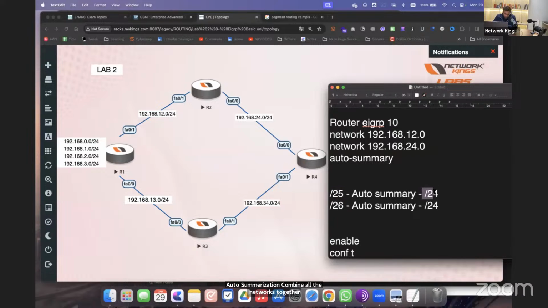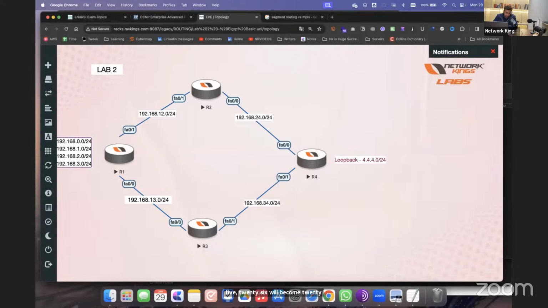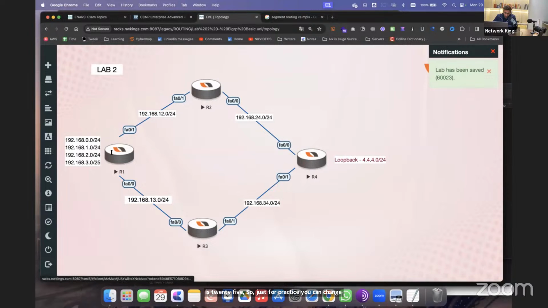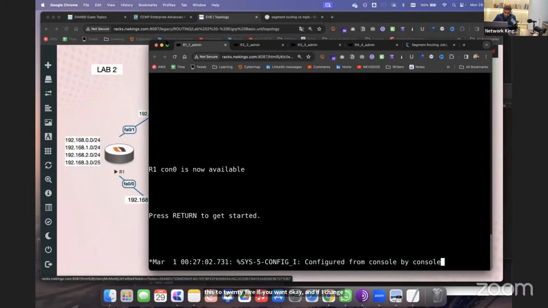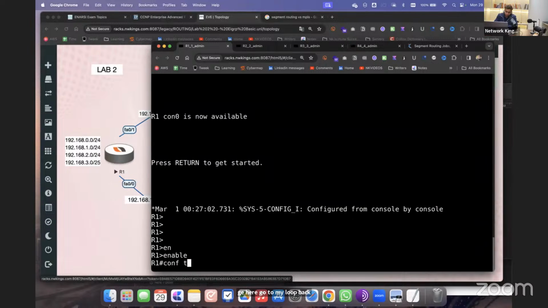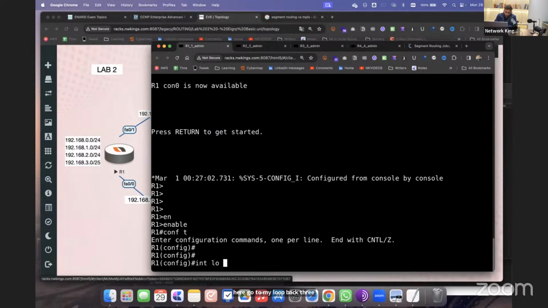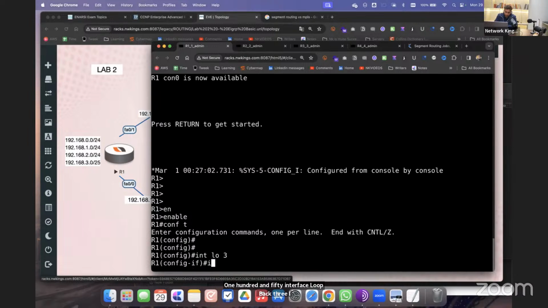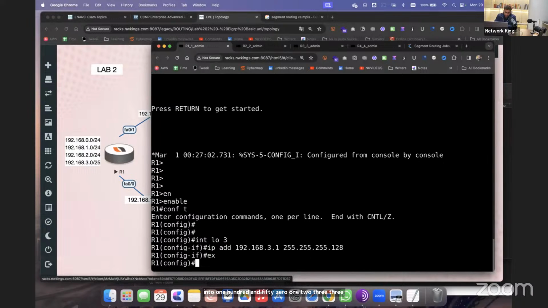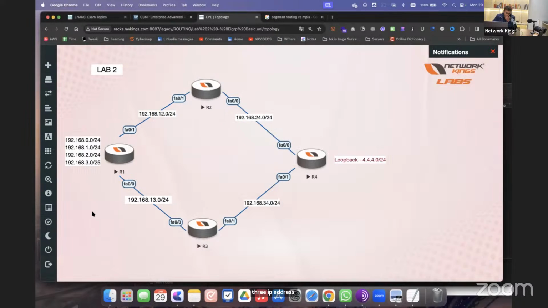But here, if you want to support subnetting, if you have a /25, let's say this is /25. Just for practice, you can change this to /25 if you want. So I go to my loopback 3, config t, interface loopback 3, IP address 192.168.3.1, 255.255.255.128. So now when I'm sharing my networks, I'll show you.